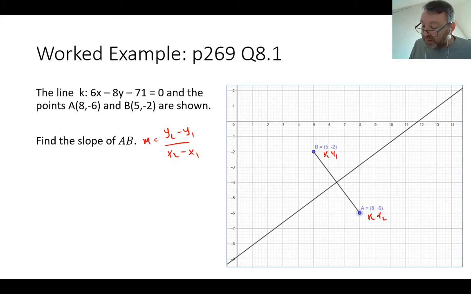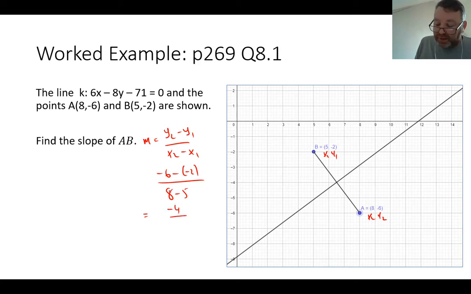Take your time. Minus 6 minus y1, which is minus 2, all over 8 minus 5. So what does that become? Minus 6 plus 2 is minus 4 on top. 8 minus 5 is 3, so there's your slope of AB. Leave it in fraction form, never go to decimals unless you're specifically asked to do so.